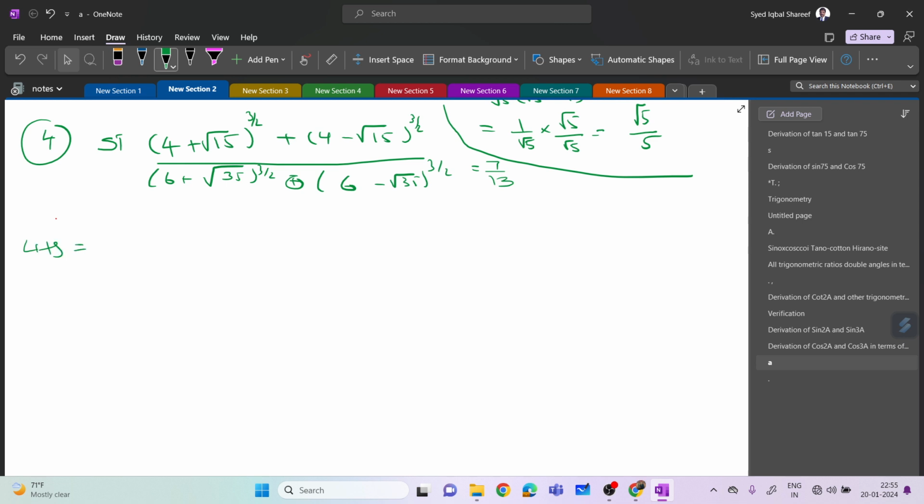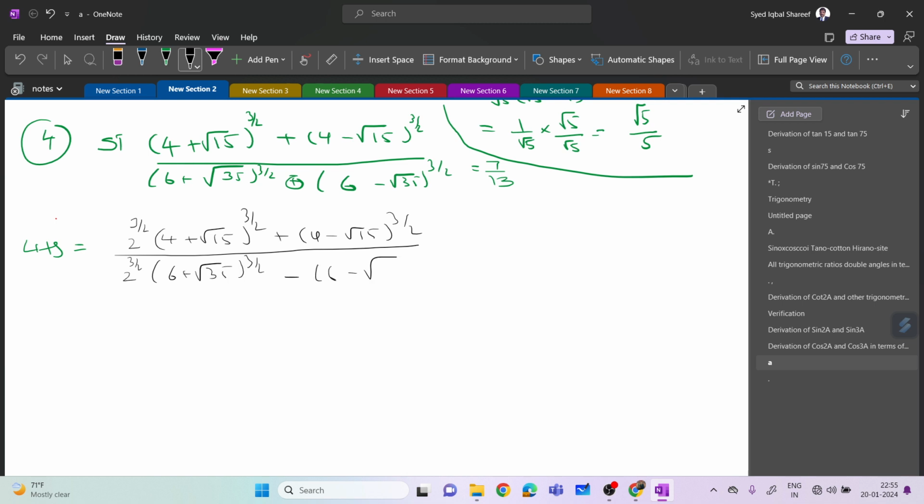So the left hand side, what we are doing for this problem, this is a typical problem. We are dividing numerator and denominator by 2 to the power of 3 by 2. So the same problem: (4 plus root 15) whole to the power of 3 by 2, (4 minus root 15) whole to the power of 3 by 2, (6 plus root 35) to the power of 3 by 2, (6 minus root 35) to the power of 3 by 2.